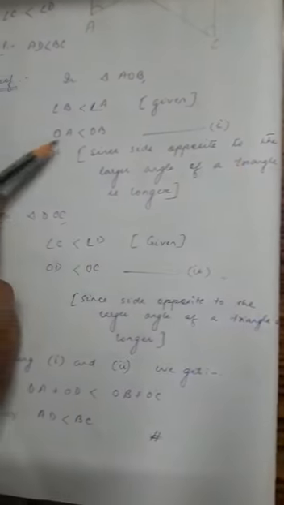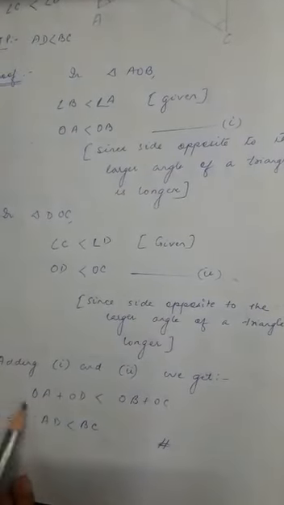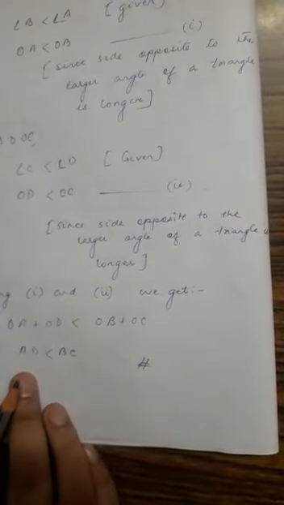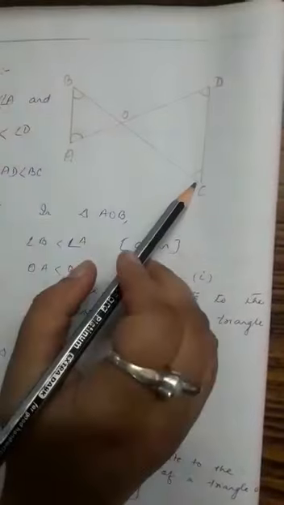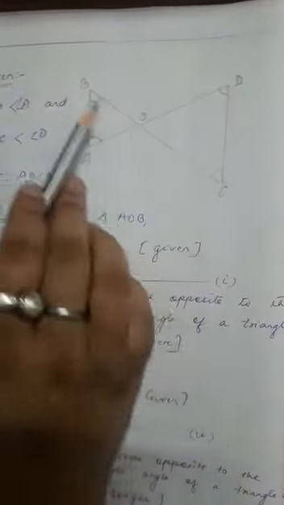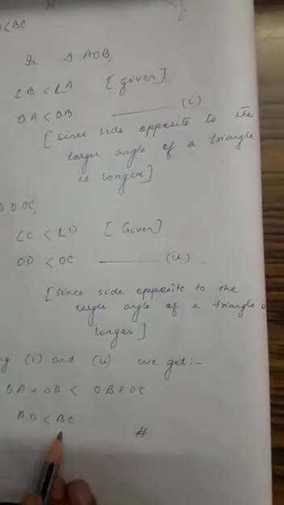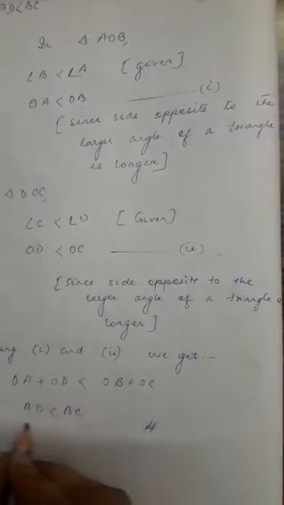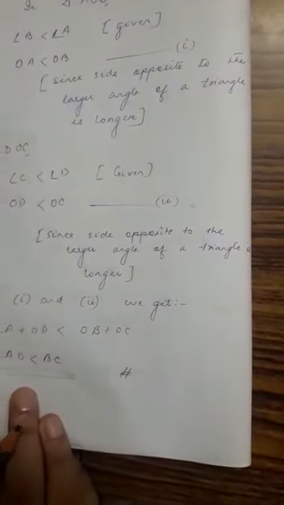So from 1 and 2, I will add OA plus OD and OB plus OC. Now see in the diagram, OA plus OD means the complete line AD, so in place of OA plus OD, I can write AD. Again, in place of OB plus OC, I can write BC. So we need to prove that AD is less than BC, and we got AD is less than BC.